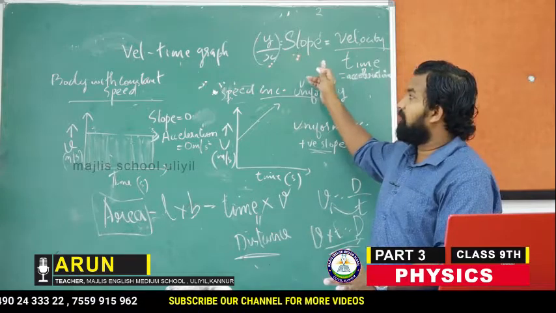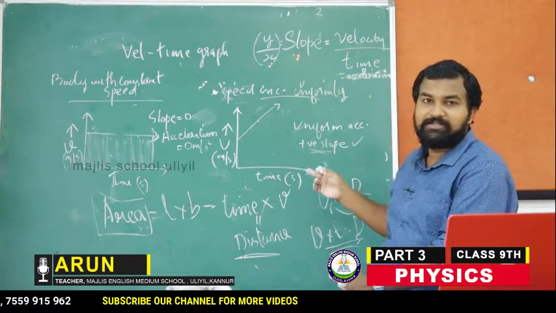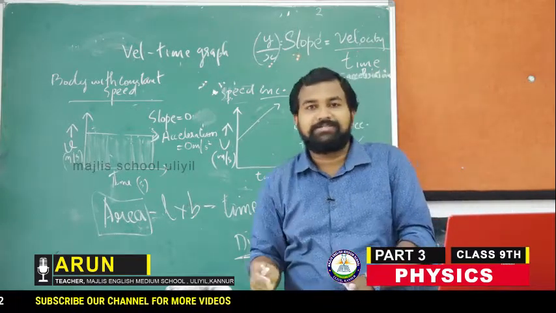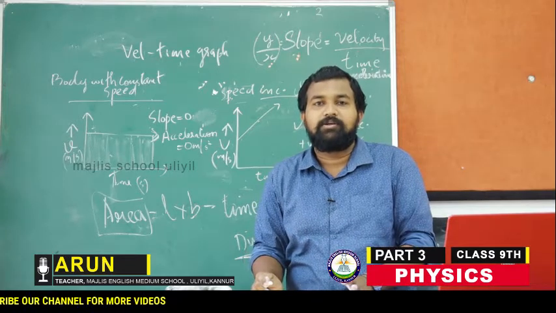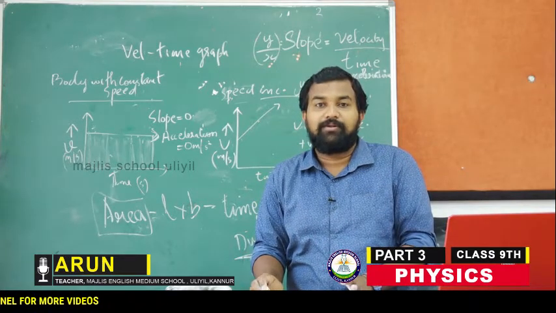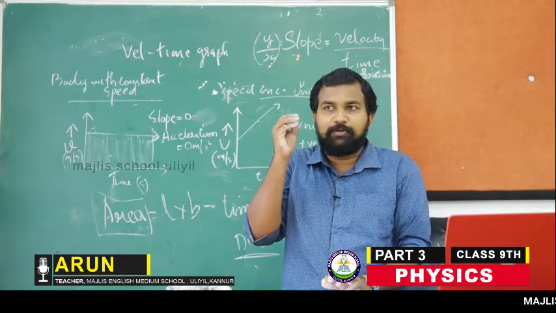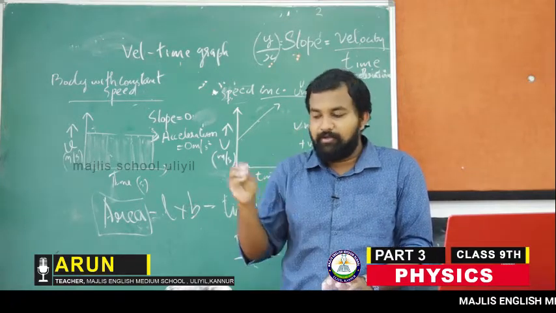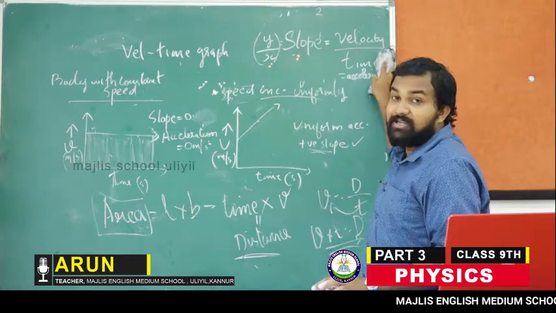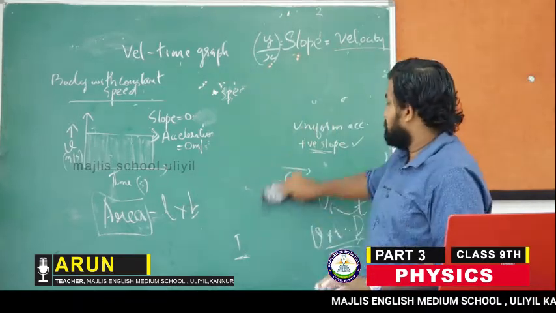The slope of a velocity time graph will give you acceleration. The slope of a position time graph will give you speed or velocity. Clear? These are the points which you need to keep in mind when you are discussing the graphical representation of motion.